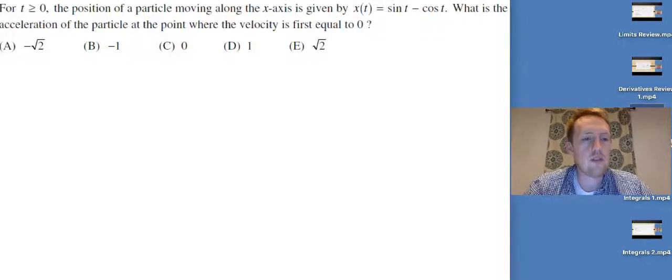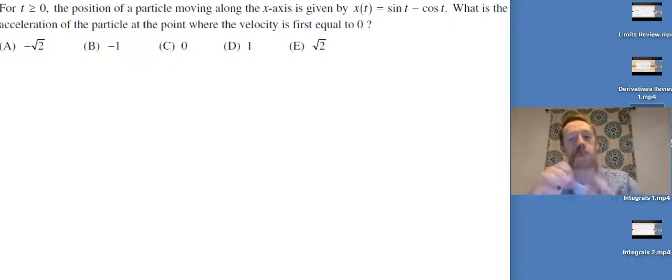For t greater than or equal to 0, the position of a particle moving along the x-axis is given by x of t equals sine of t minus cosine of t. What is the acceleration of the particle at the point where the velocity is first equal to 0? Okay, so I need to find the velocity and set it equal to 0. Whatever t value that is, plug it into the acceleration.